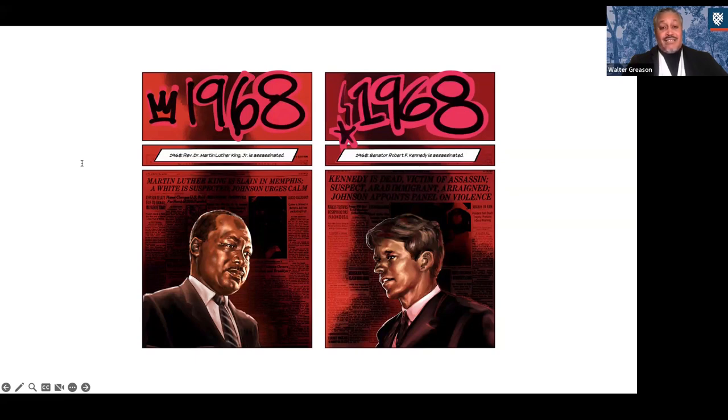The red is clearly the sign that we were deeply wounded as a nation, as a world, with the killings of both of these people.